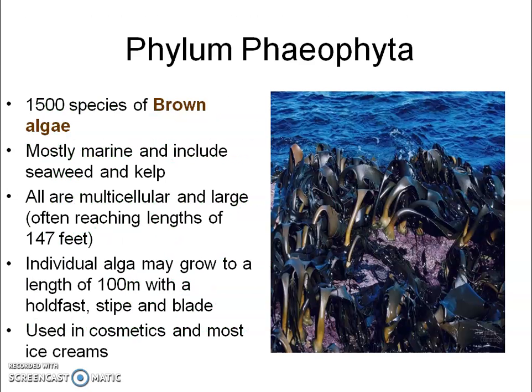Coming to the phylum Phaeophyta, 1500 species of brown algae. So they are very long. You can see the kelps are also there. Mostly marine, and include seaweed and kelps. All are multicellular and large, often reaching lengths of 147 feet. Individual algae may grow to a length of 100 meters. Used in cosmetics and ice creams.